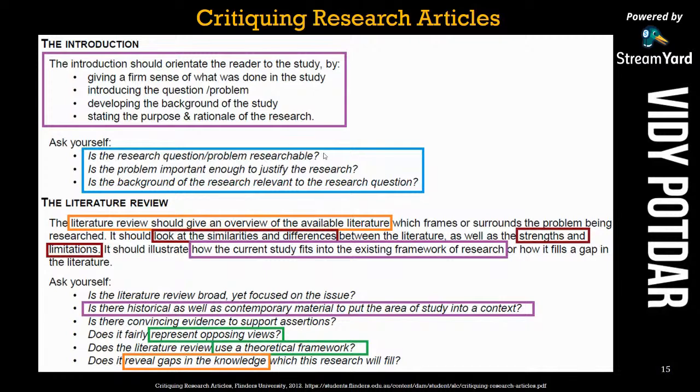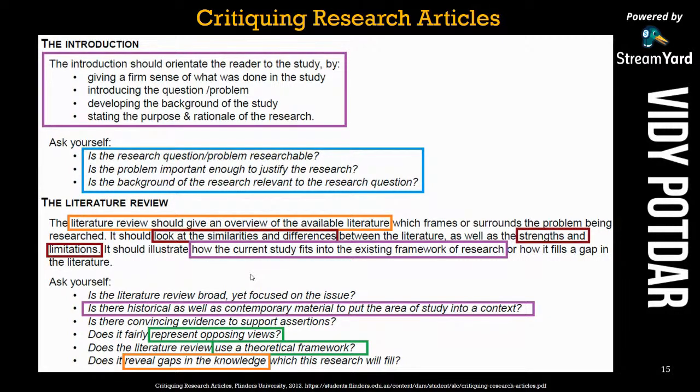So this is one thing that you can easily pick up when you are reviewing a paper and the literature review section of that paper. A good literature review should be very coherent and should give you enough information that justifies the reason for undertaking this research. So when you're doing this, you can ask yourself these questions. Is the literature review broad, or is it focused on the issue?